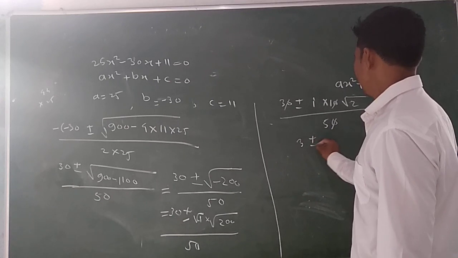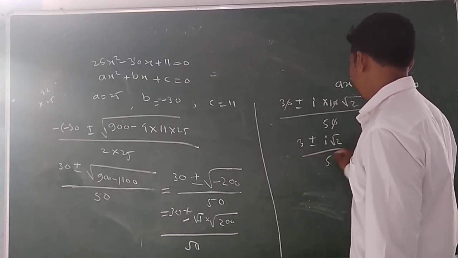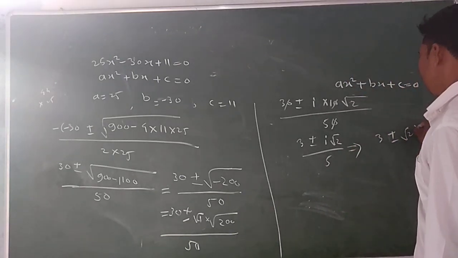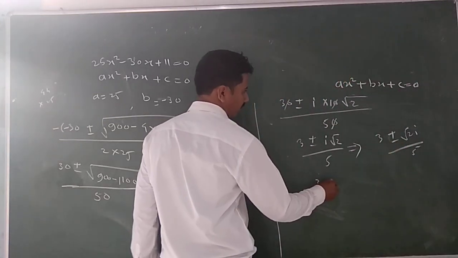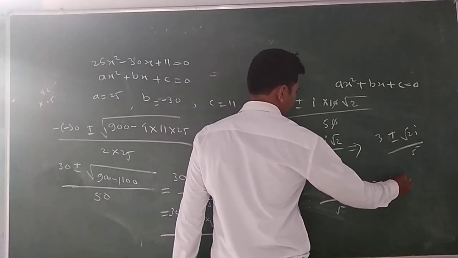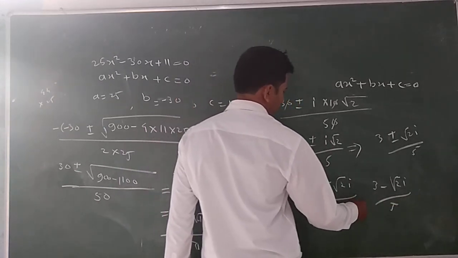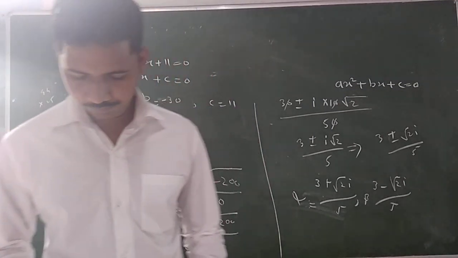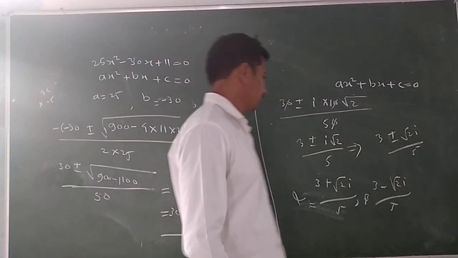So 3 plus minus i root 2 divided by 5. So it will result in 3 plus minus root 2 i divided by 5. So the first root is 3 plus root 2 i divided by 5, and 3 minus root 2 i divided by 5. This is your alpha and this is your beta. That means 2 roots. Okay. Separate the denominator.